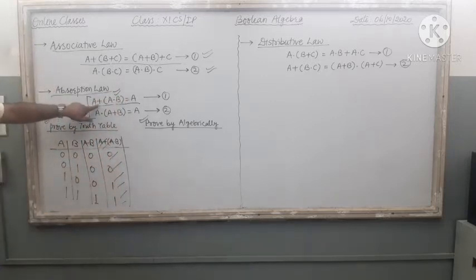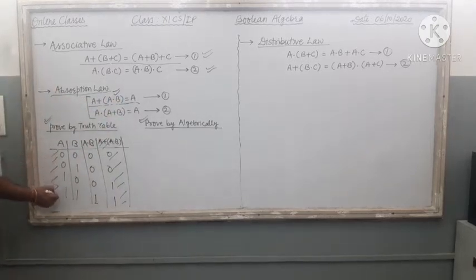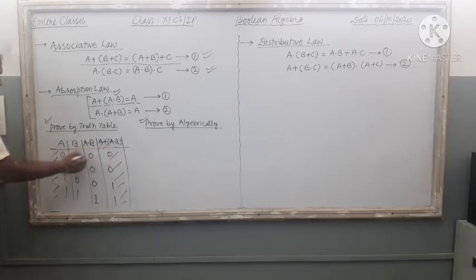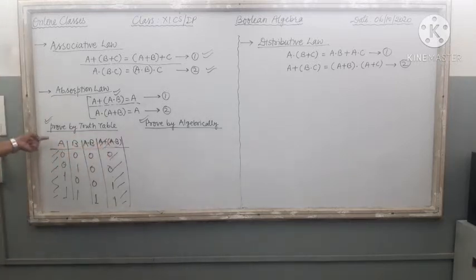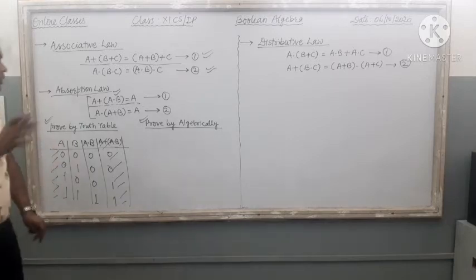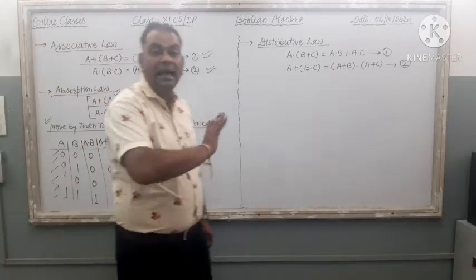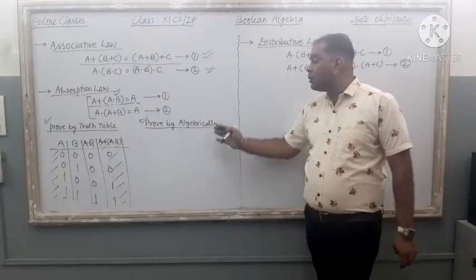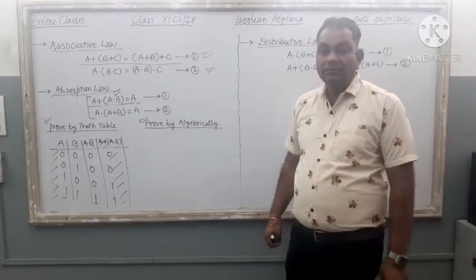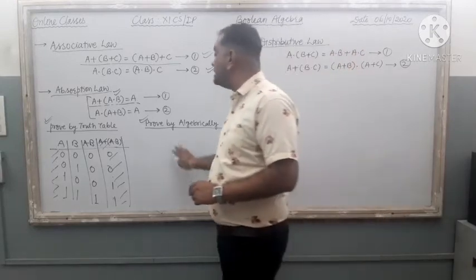Now it says A plus A dot B equals A. Just select the column A: 0, 0, 1, 1. A plus A dot B is the same as the column A. Just check the values. So the theorem is hence proved. Clear? Now, if we talk about the algebraic method, how can we prove a law algebraically?